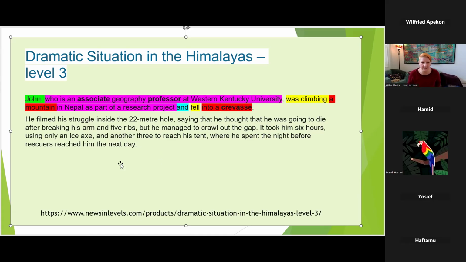Okay, so let's look at the next one. He filmed his struggle inside the 22-meter hole, saying that he thought he was going to die after breaking his arm and 5 ribs, but he managed to crawl out the gap. I would say out of the gap, but that's okay. All right. Where is our core sentence? And what do we have for conjunctions and clauses?